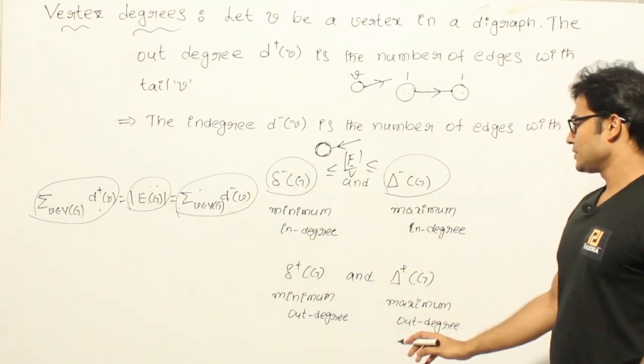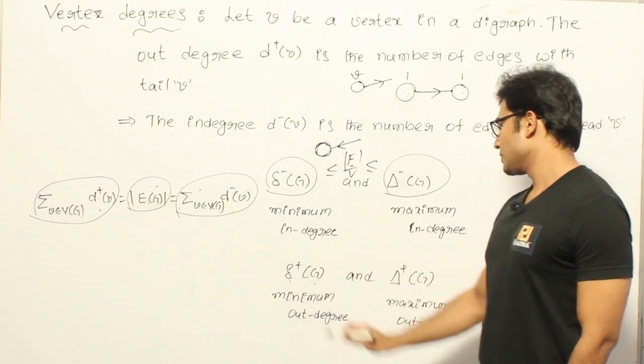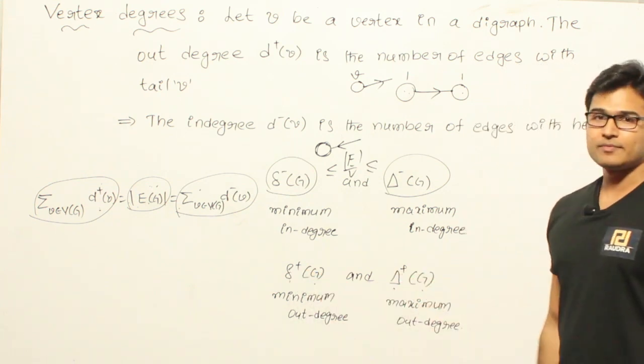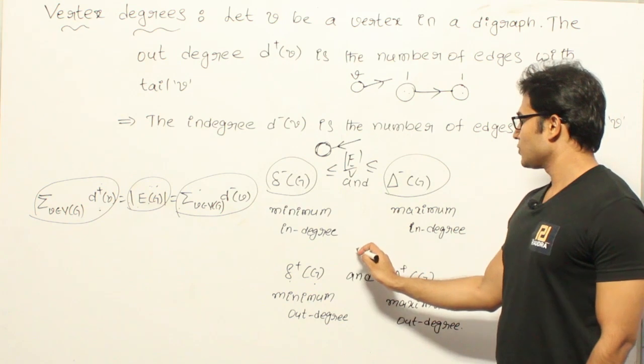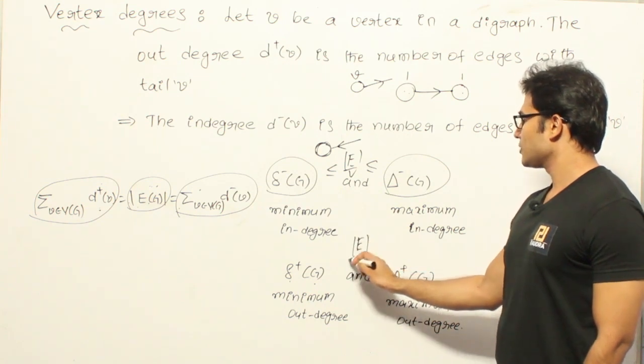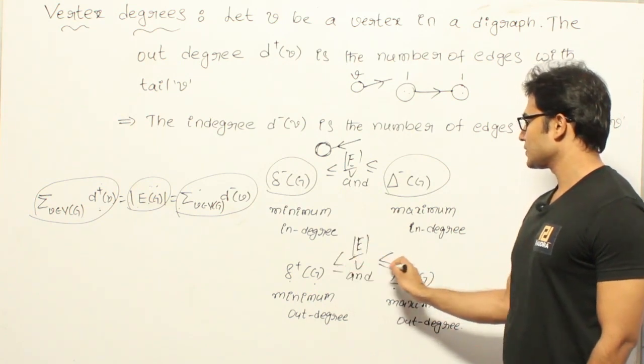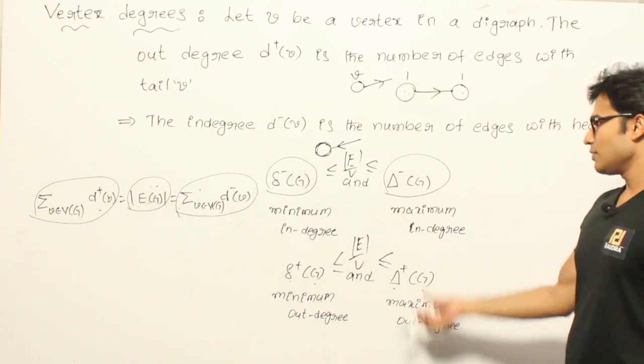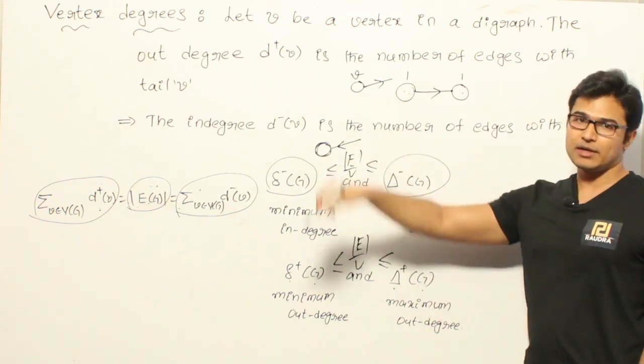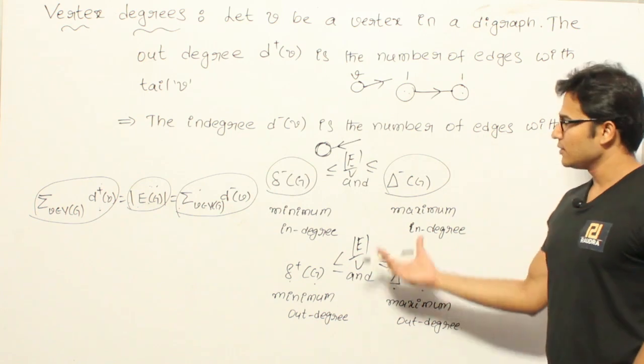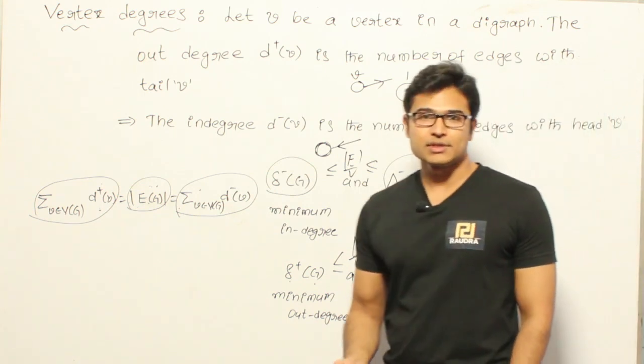And again, this is the minimum out degree, and this is the maximum out degree. Then what is the average out degree? Average out degree is again E by V. Got it? So anyway, we have seen such relations even in the undirected case and some problems on it. The same kind of problems can also be solved using these relations here.